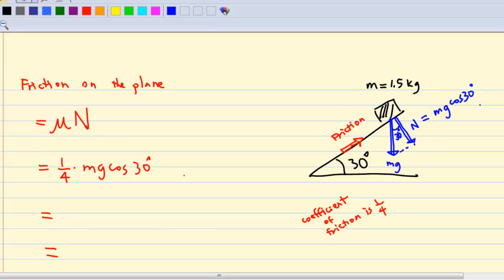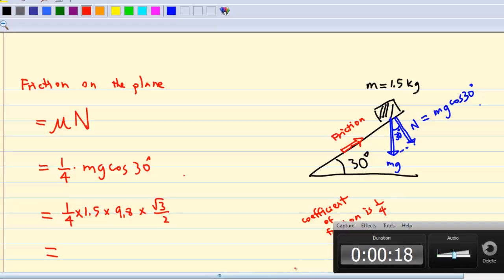Putting down the value of m, which is 1.5, g is 9.8 meters per second squared. Cosine 30 degrees is equal to root 3 over 2. And we find that this is 3.1826 Newton.